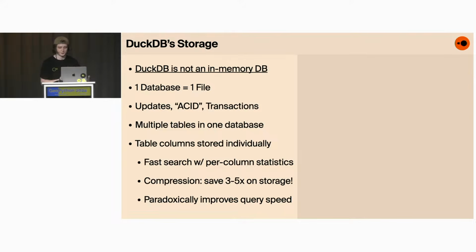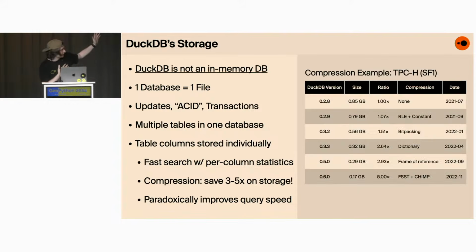So it's much faster to store data compressed and decompress it in memory than it is to store data uncompressed and try to read it back. So this is a chart of how DuckDB's compression has improved throughout the years. This is actually a pretty old figure. The last one is 0.6, we're on 0.10 now.